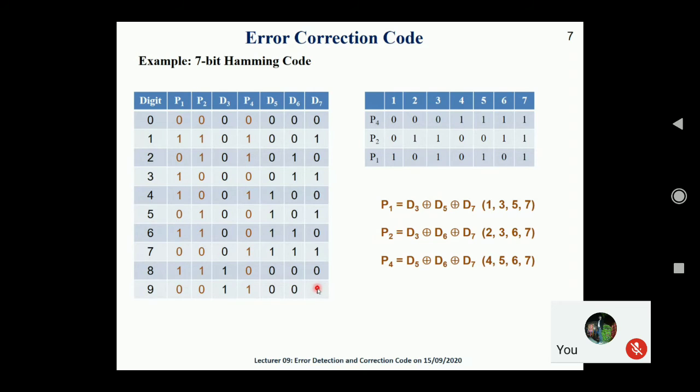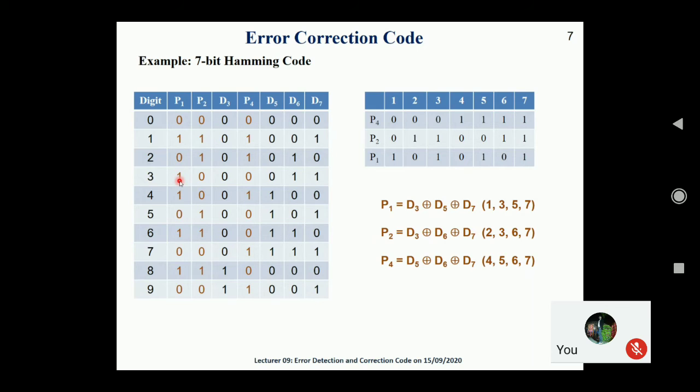Already it is 1. How many ones have occurred? An odd number of ones have occurred. So to make it even, P4 is 1. This way we can see it here also. Suppose I am considering why P1 is 1. You can go to the concept of even and odd parity.